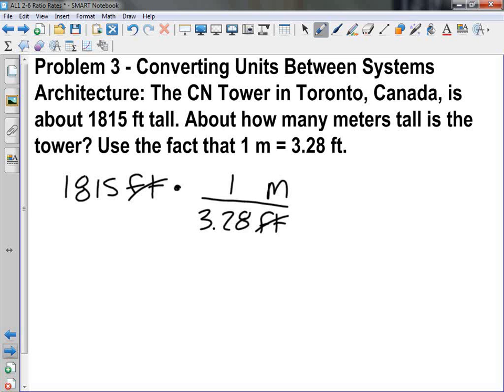Now what do I need to do, Jessica? I'm going to do it the long way. You know that you're going to divide it, but I'm going to work it out long ways. So this is going to be 1,815 feet over 3.28. And now we have meters. So that's the long way. And then we need to divide that, which we get 500 something.